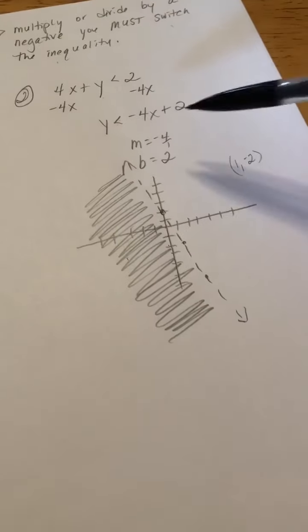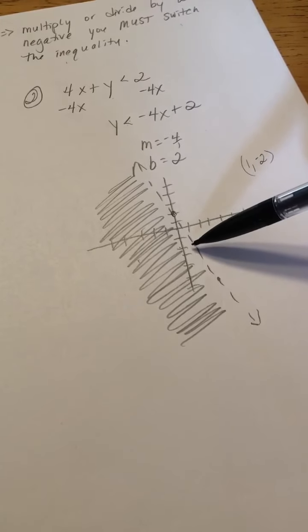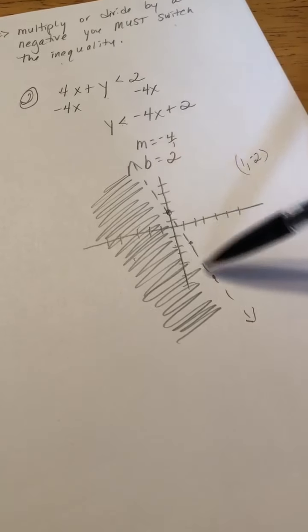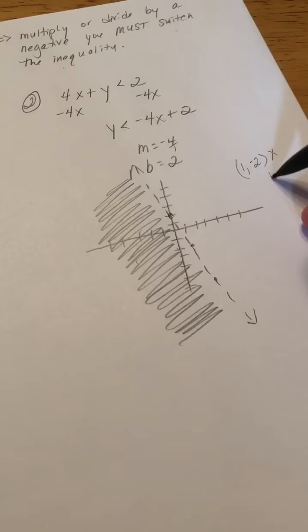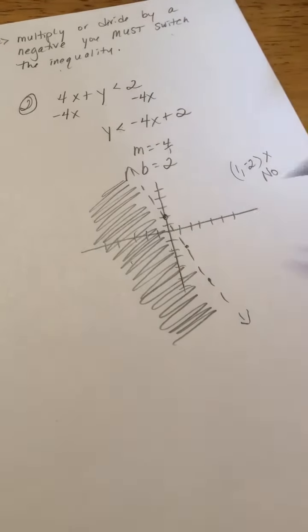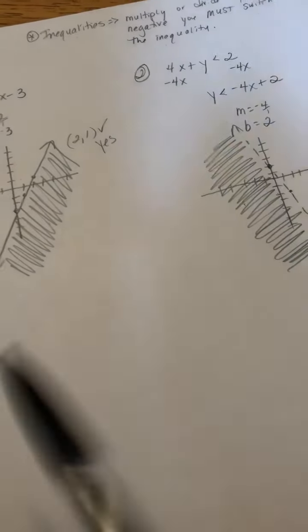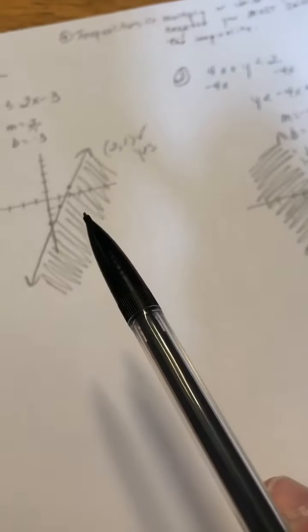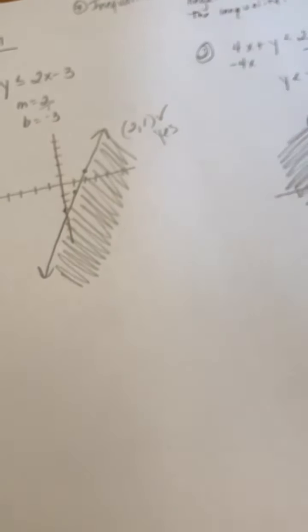Okay, over here, if I would choose the ordered pair (1, -2), without plugging it in, if I just look at the graph, (1, -2) falls on the dotted line. So the answer is no. That would not make the inequality true. So that's the reasoning for the shaded area, and that's the reason for a solid line versus a dotted line, okay? Please let me know if you have any questions about that.